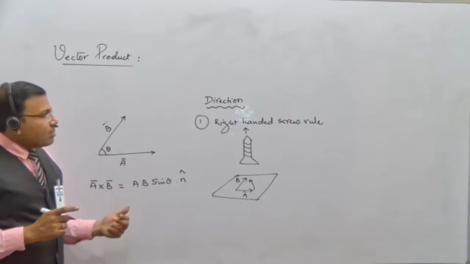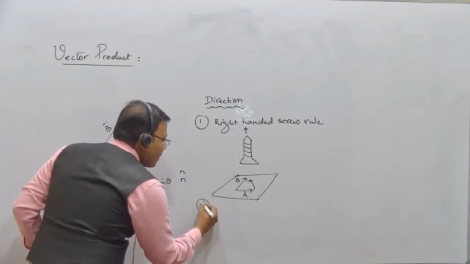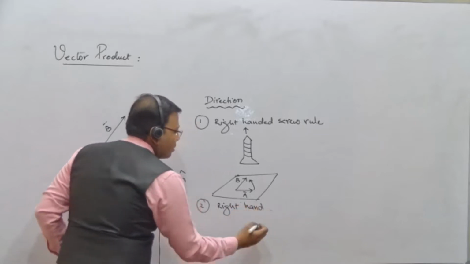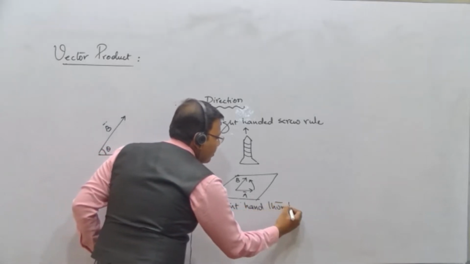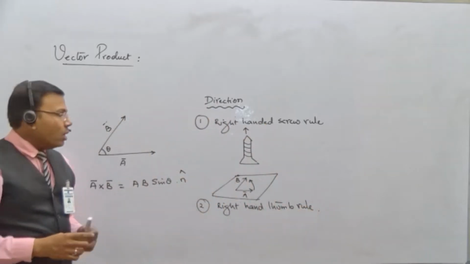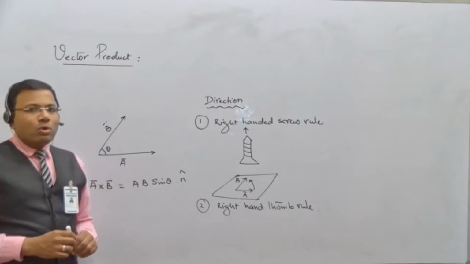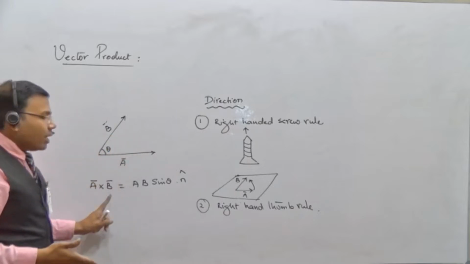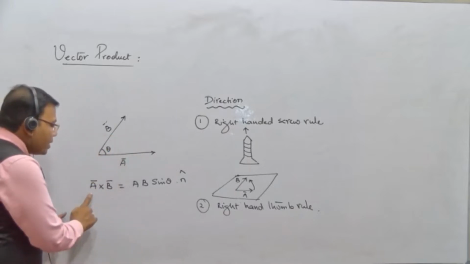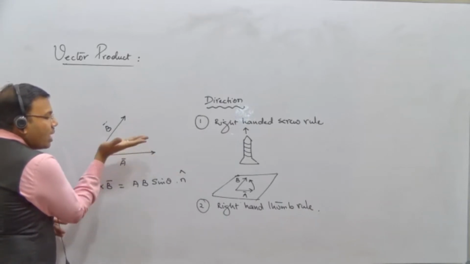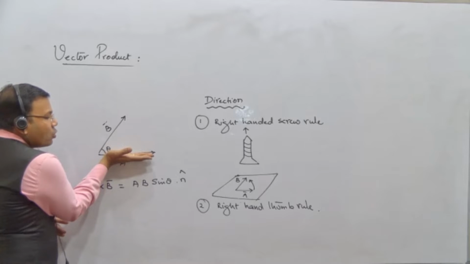The next method is the easiest method, the right hand thumb rule. What is this right hand thumb rule? To understand it, take your right hand, and this is A. I am finding A cross B. Pay attention, students. So how to find A cross B? This is A. Just put your hand like this, and then curl your fingers towards B like this.